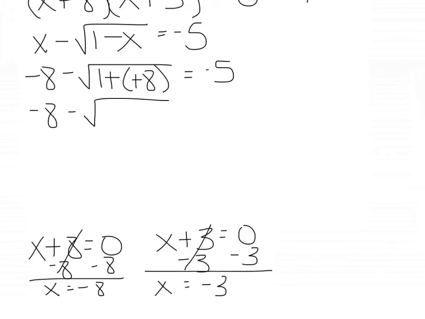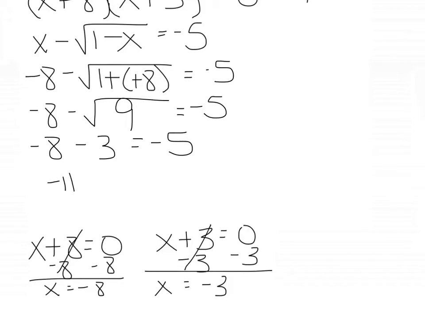Add a line, change the sign. 1 plus 8 is 9. Square root of 9 is 3. Is -8 minus 3 -5? No, -8 minus 3 is -11. So you can immediately eliminate x equals -8.